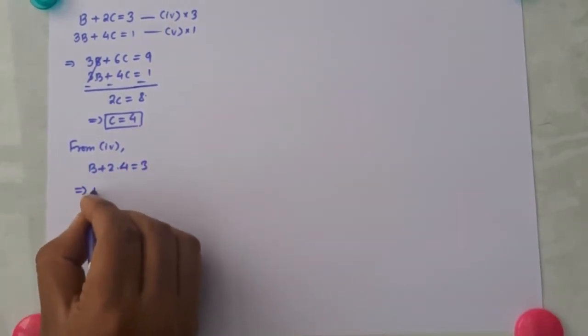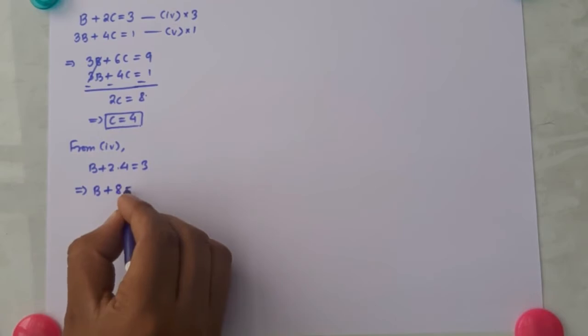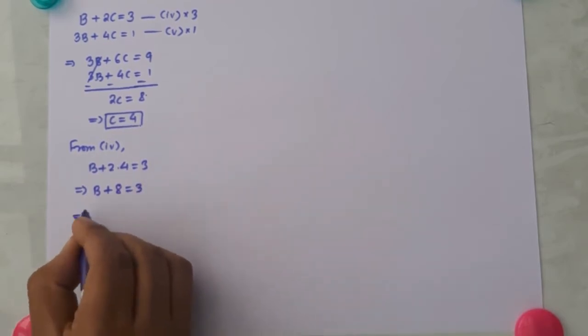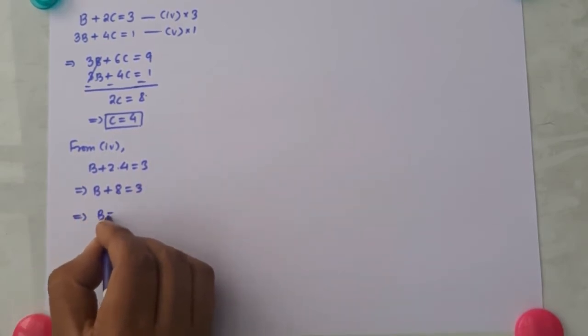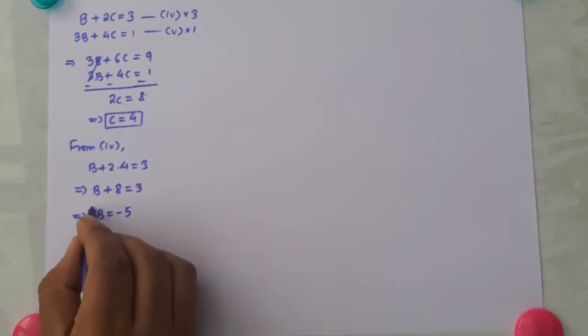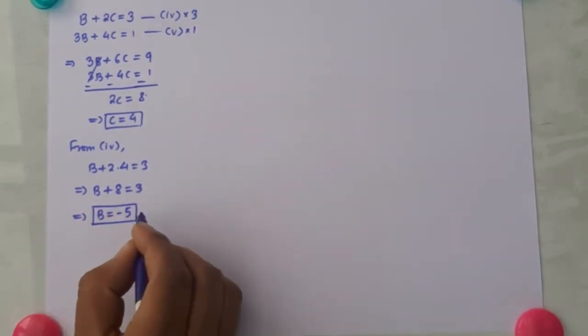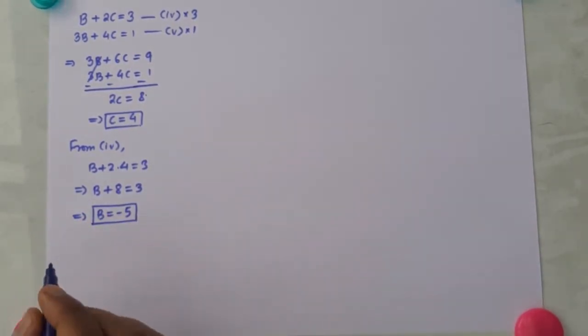So this is b plus 8 is equal to 3. So from here calculate the value of b. It turns out to be minus 5. Okay, now you remember we have equation number 1.